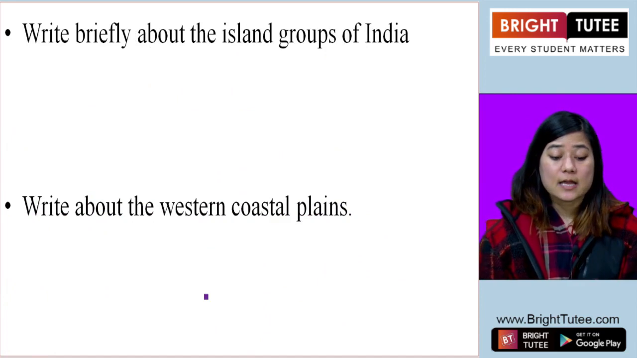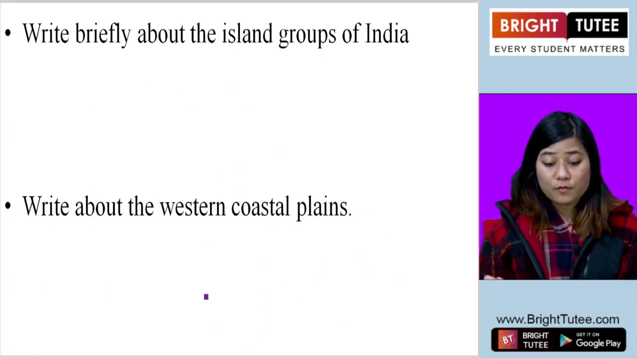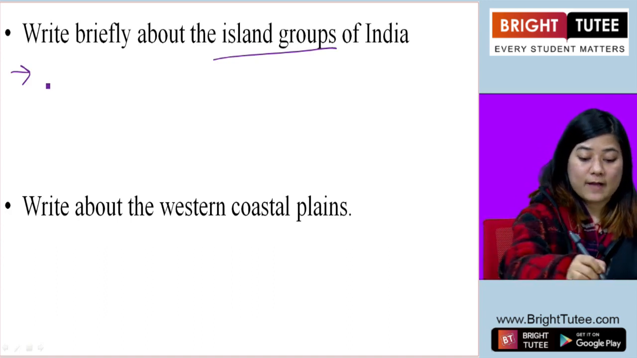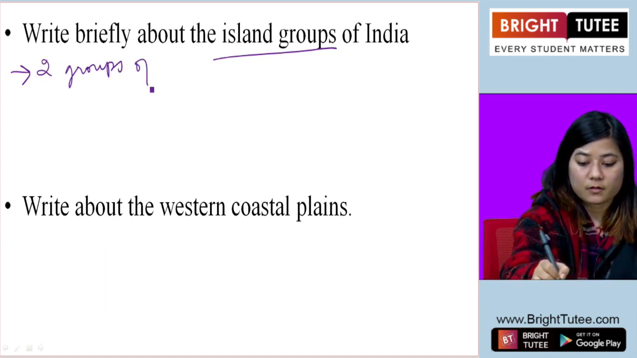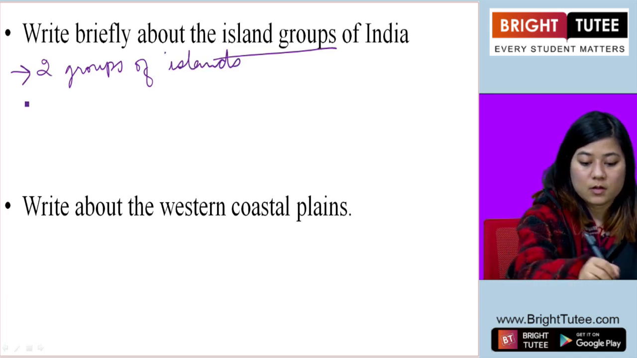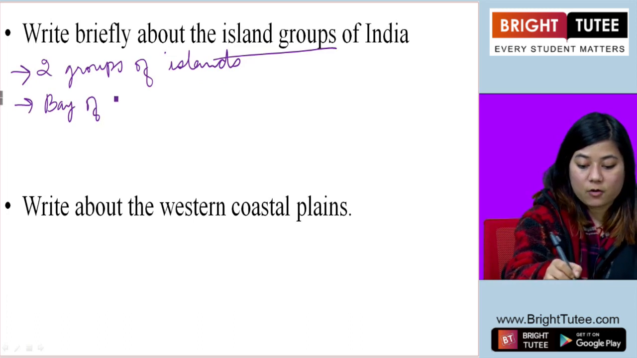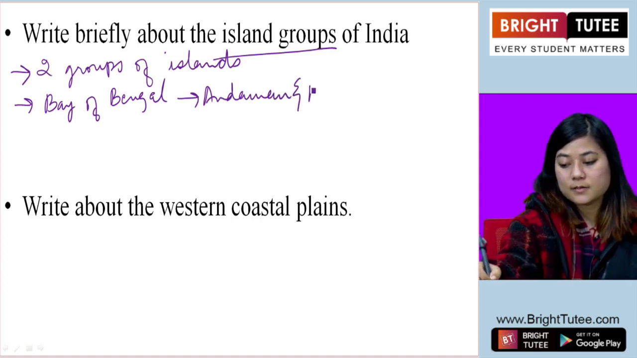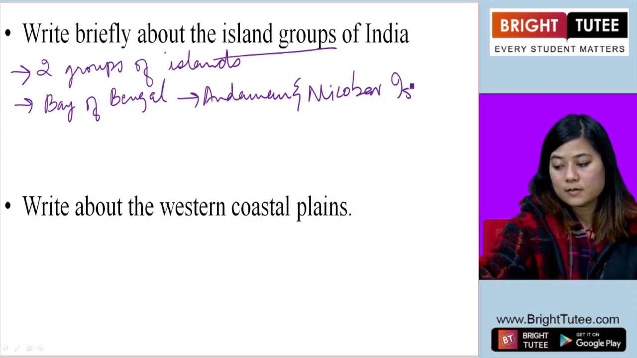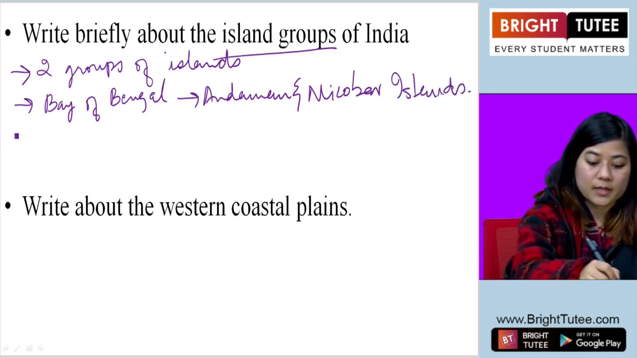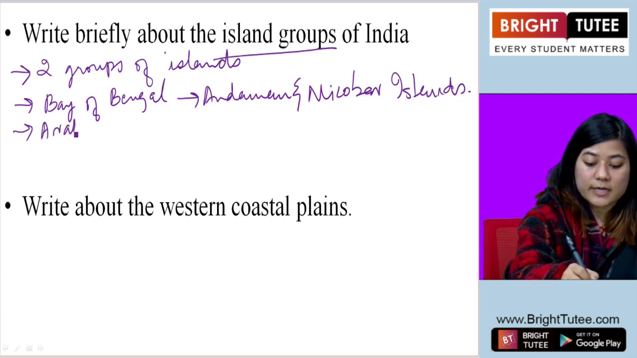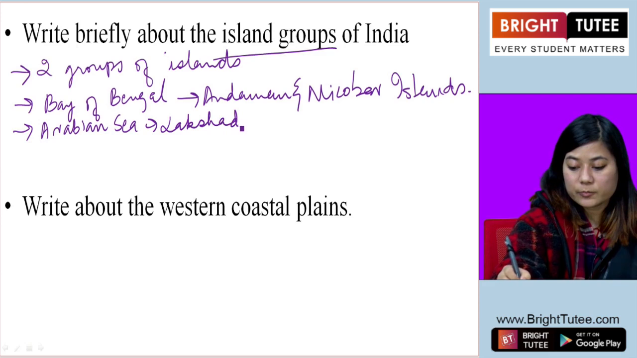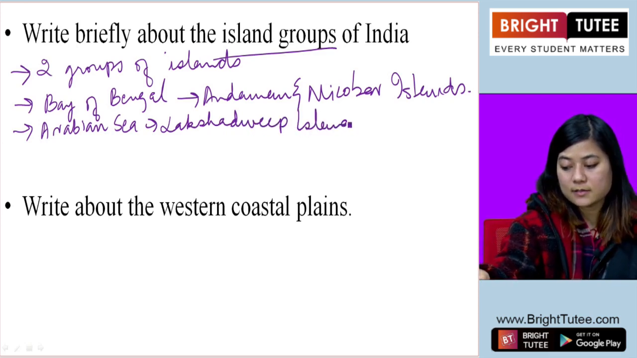The next one is write briefly about the island groups of India. So for the island groups, there are two groups of islands. One located in the Bay of Bengal, that is Andaman and Nicobar Islands, and another one located in the Arabian Sea, that is Lakshadweep Islands, right?